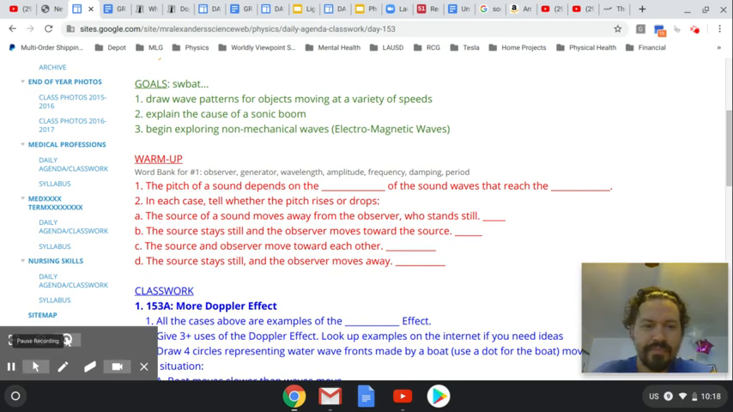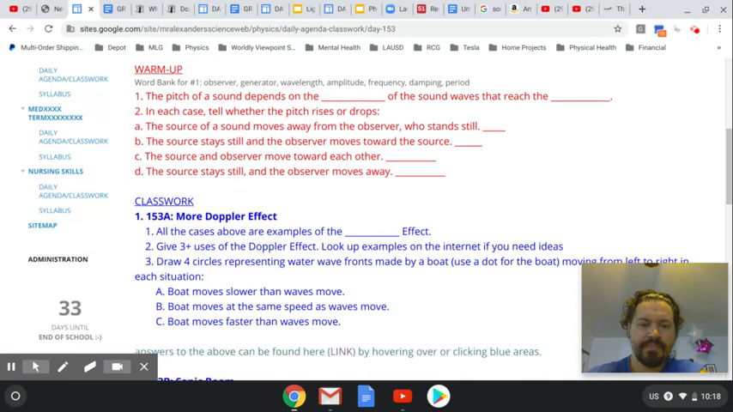Okay, next. Last one, D. The source stays still and the observer moves away. So here's our source, here's our observer, and the observer moves away. This is going to make it take more time for each wave to get from the source to the observer. And so the pitch is going to drop, or decrease.